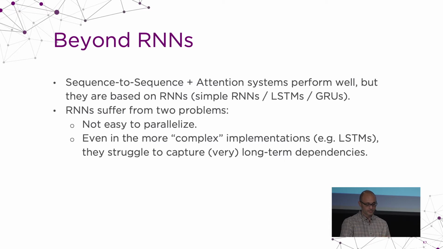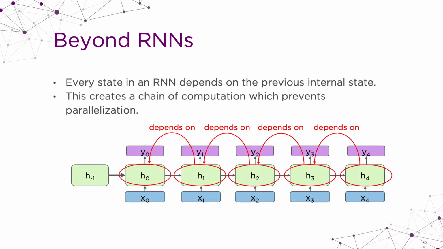And the second problem is, even if we use a very complex implementation, like the LSTM implementation that we saw at the end of the first presentation, they still struggle to capture very long-term dependencies. If I have many, many words, because maybe I'm working with text, if I have, I don't know, 300 words, given the nature of the RNN, they will still struggle to capture these long-term dependencies. And now I will show more details about these two problems.